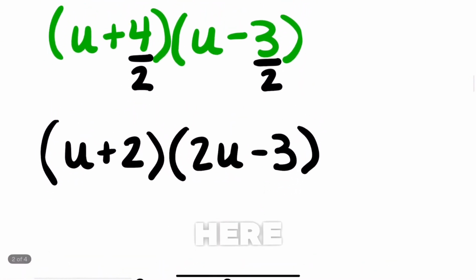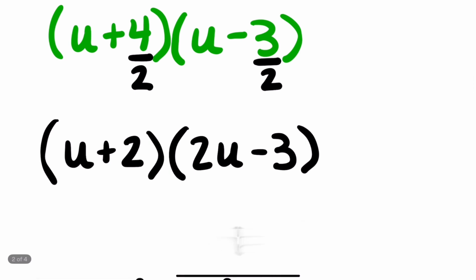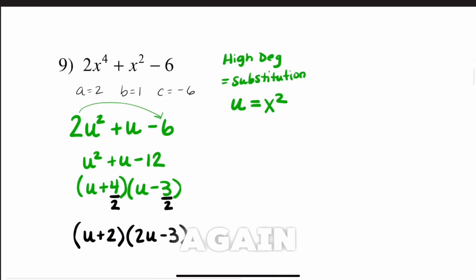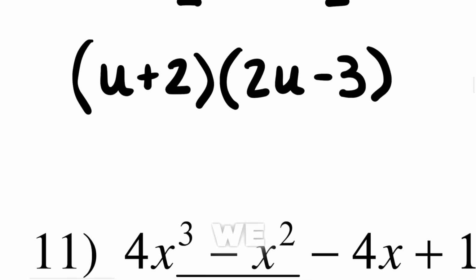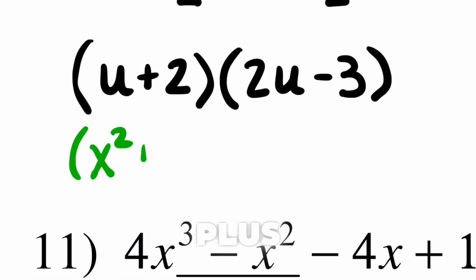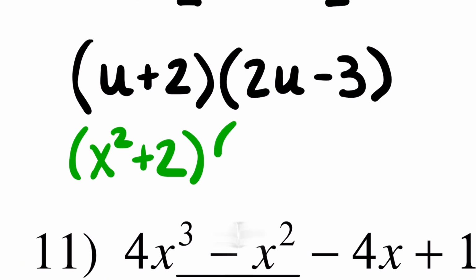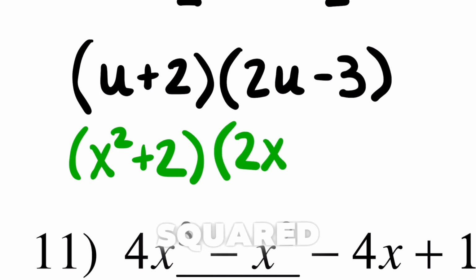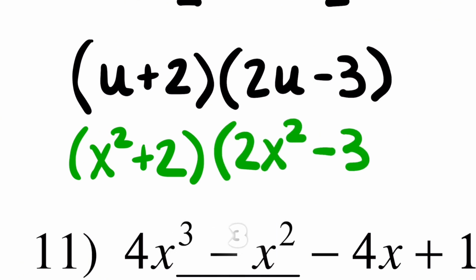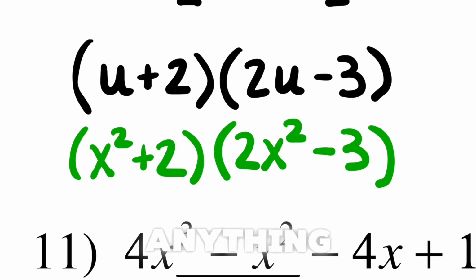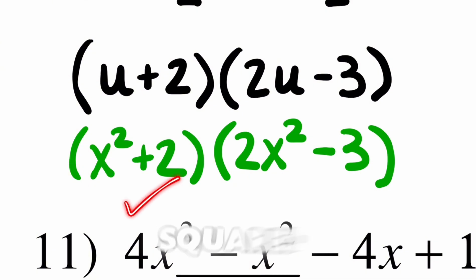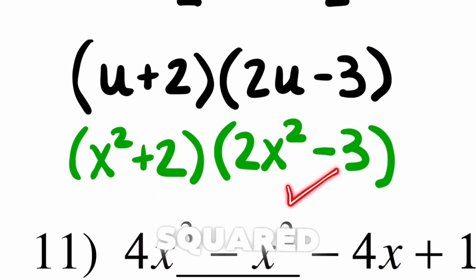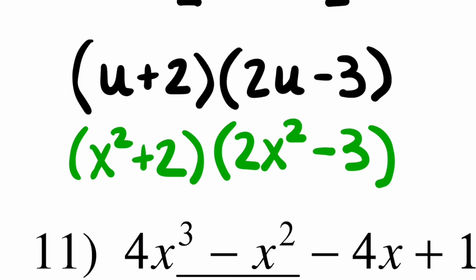Remember, we can't stop here. We do have to replace the u again with x squared. So now we have x squared plus 2 and 2x squared minus 3. Is there anything more we can do here? Not quite. Okay, so we are done. X squared plus 2 is done, and 2x squared minus 3 is also done.